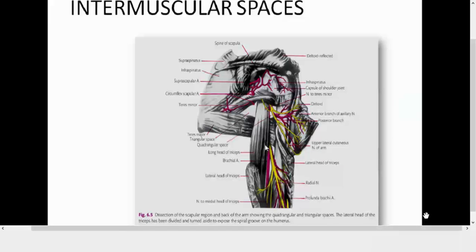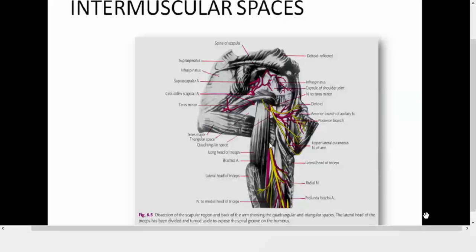Now look at this lower triangular space. What is forming the superior boundary? Teres major muscle is forming the superior boundary. What is forming the medial boundary of this lower triangular space? The long head of triceps is forming the medial boundary. And what is forming the lateral boundary? This is the shaft of humerus. The shaft of humerus is forming the lateral boundary.